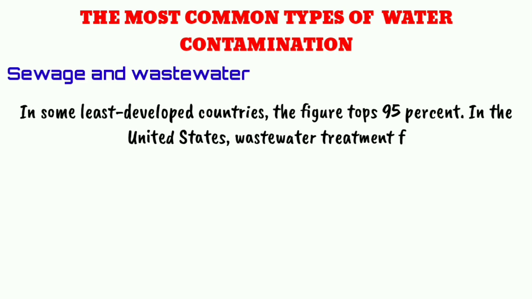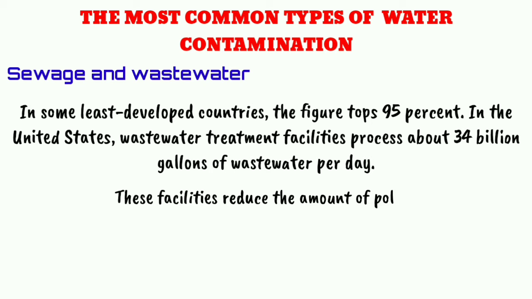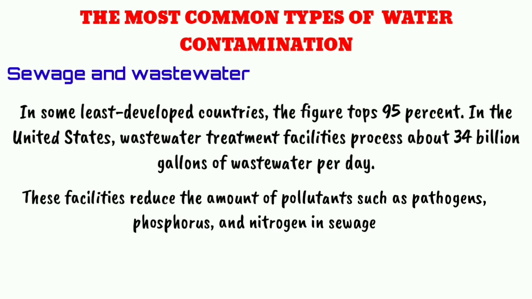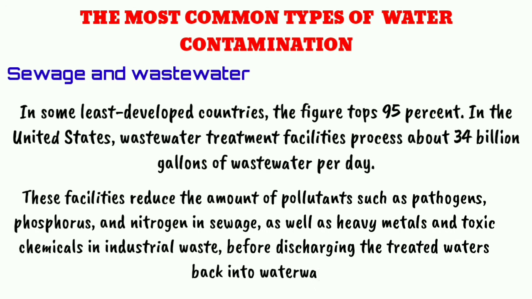The United States' wastewater treatment facilities process about 34 billion gallons of wastewater per day. These facilities reduce the amount of pollutants such as pathogens, phosphorus, and nitrogen in sewage, as well as heavy metals and toxic chemicals in industrial waste, before discharging the treated waters back into waterways.